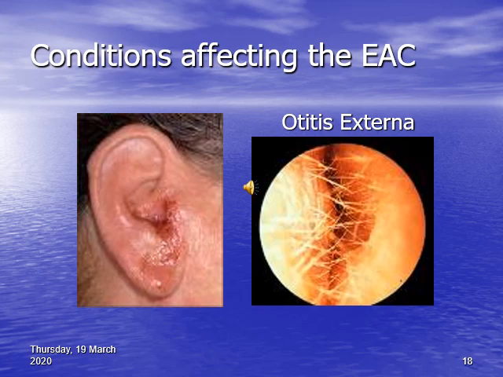The main pathogens affecting the canal and causing infection are bacteria, mainly Staphylococcus aureus and Pseudomonas aeruginosa. These infections cause pain, discharge, serous discharge, sometimes seropurulent or serosanguineous discharge, and a blockage of the canal because of the edema, and this blockage will lead to deafness.